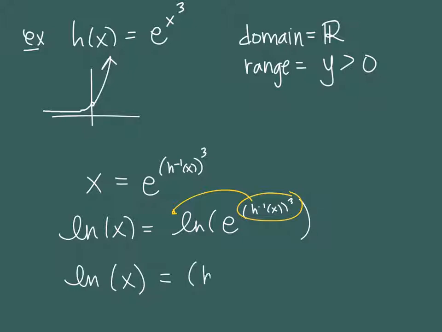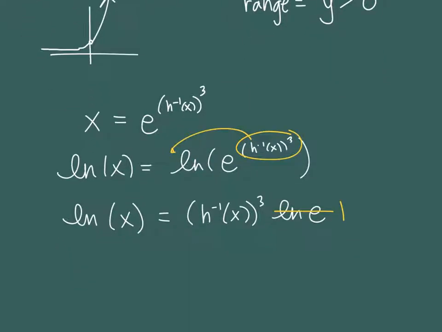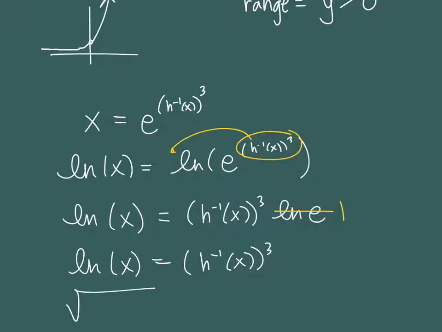We'll have now h inverse of x cubed pulled in front of the natural log of e. And the natural log of e is linear, and it has a value of 1. And so that simplifies our equation down just to h inverse of x cubed, and we can apply the cube root on both sides, which does not need a plus or minus. And we now have h inverse of x by itself.